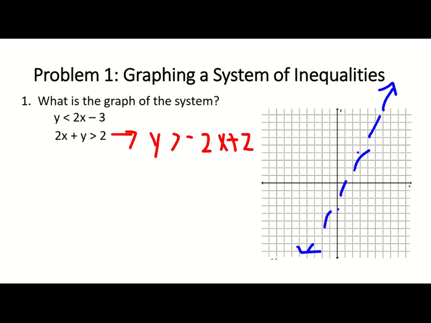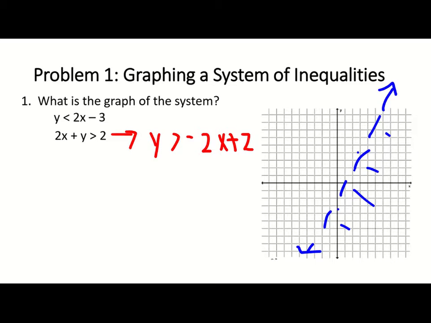Now, with systems, I shade very, very lightly because when I graph an inequality system, I want to really darken the area where they both intersect, where they both are shaded. So this is y is less than. I'm just going to lightly go that way just so I have an idea of which way it's going. And now I'm going to graph my other inequality.